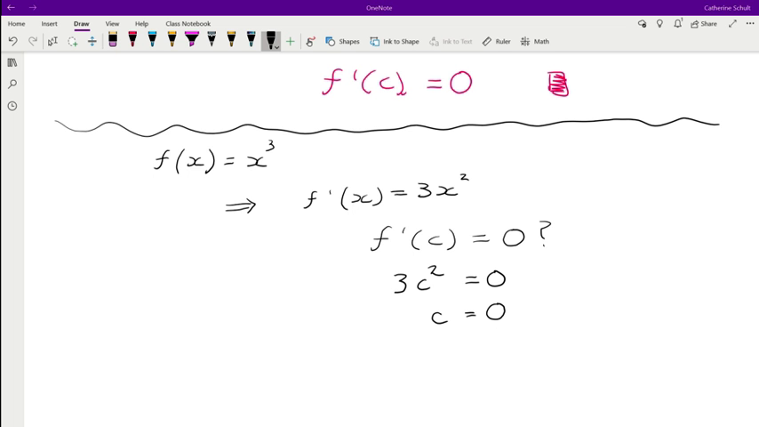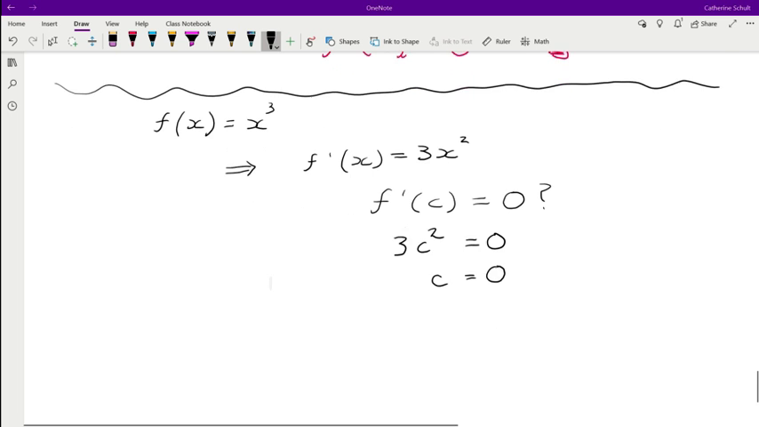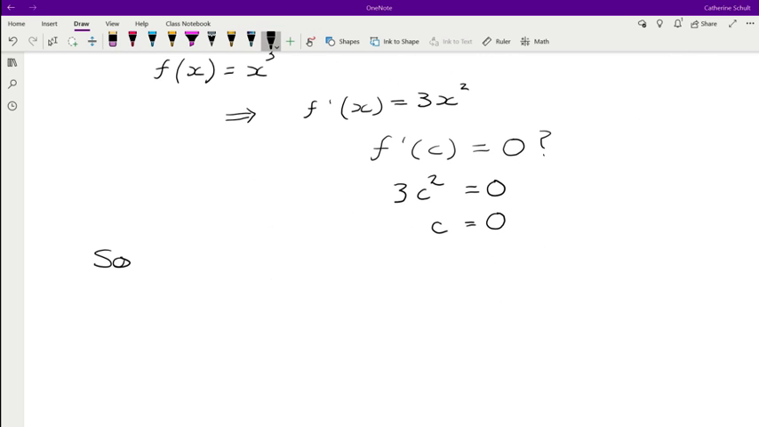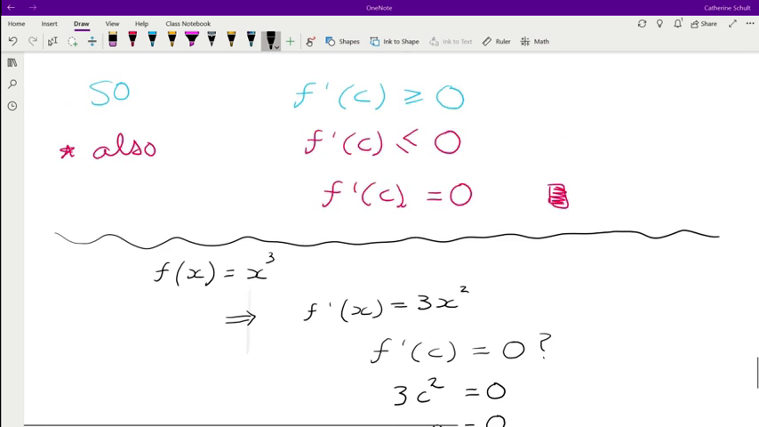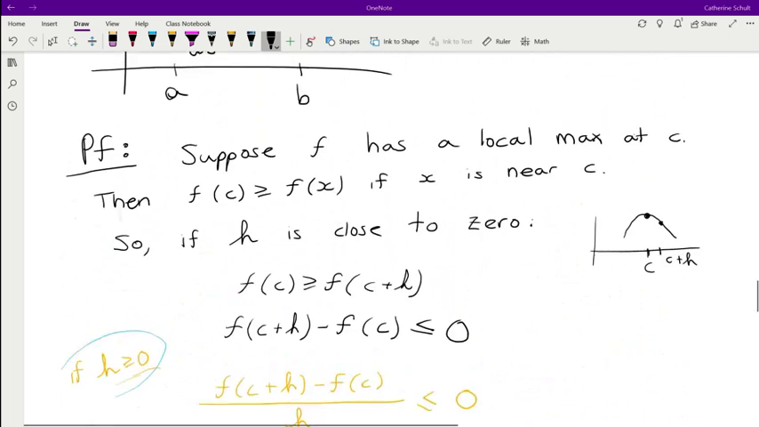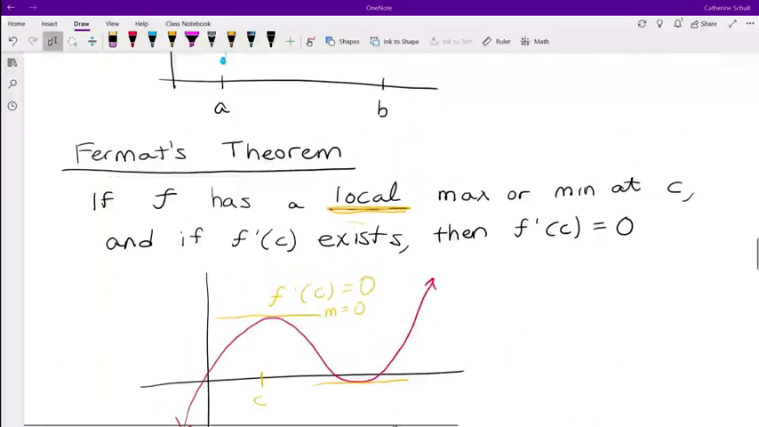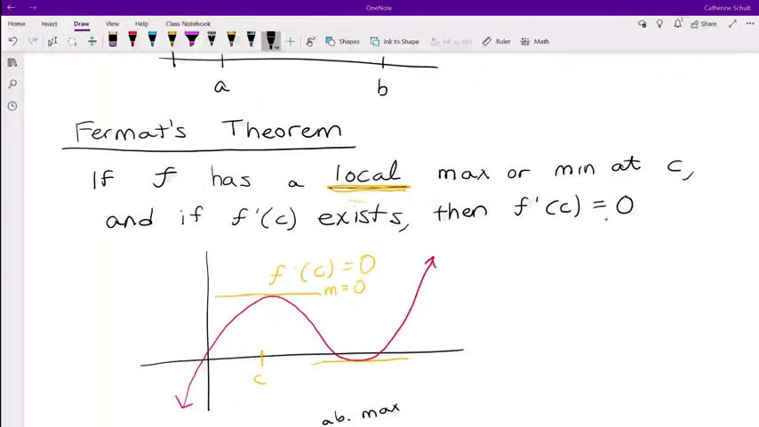Okay, so we have a derivative at c, and that derivative is 0. So is there a local min or max at x equals 0? Do you see what we're doing with Fermat's theorem? We are going the opposite direction. All right, we just found that f prime of c is 0 when x is equal to 0. Does that mean we have a local max or local min at 0?